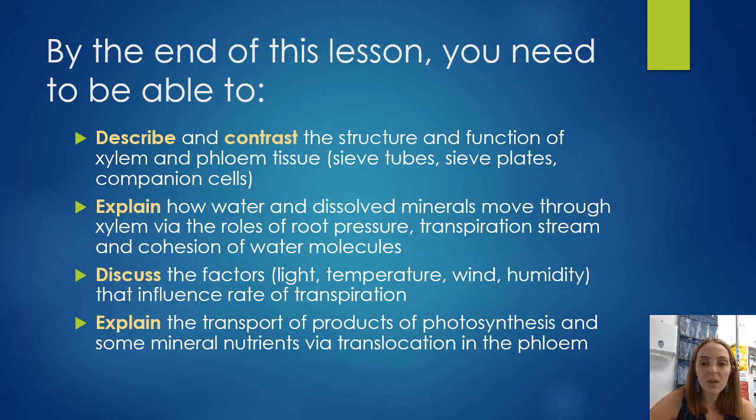Describe and contrast the structure and function of xylem and phloem tissue. So we're going to look at sieve tubes, sieve plates, and companion cells. Explain how water and dissolved minerals move through the xylem via the roles of root pressure, transpiration stream, and cohesion of water molecules. Discuss the factors that influence rate of transpiration, so things such as light, temperature, wind, and humidity. And explain the transport of the products of photosynthesis and some mineral nutrients via translocation in the phloem. So there's quite a few things that you need to meet here. We don't actually revisit this though, except for a little bit in Unit 3 when we look at ecosystems.